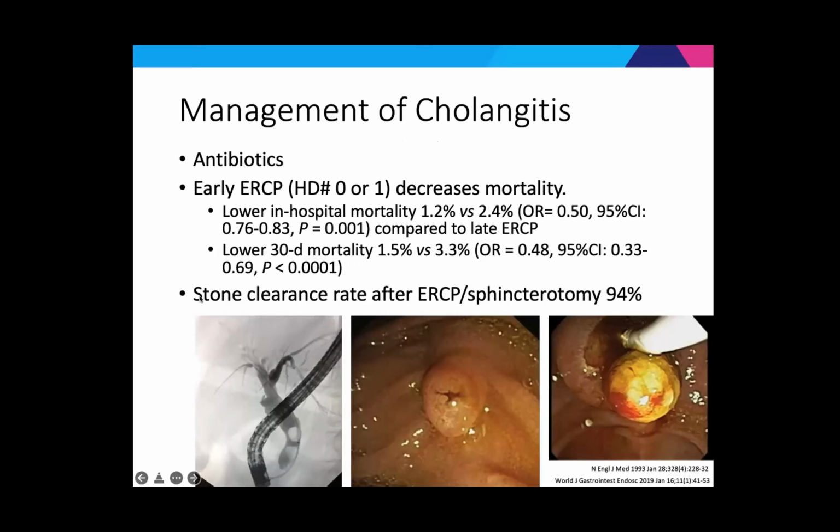So the management of cholangitis obviously includes antibiotics, but studies have shown that performing an early ERCP, typically within the first 24 to 48 hours of hospitalization, decreases mortality, both in-hospital mortality as well as 30-day mortality. And ERCP is shown to be very effective at stone clearance, especially if the stone size is smaller than 10 millimeters.